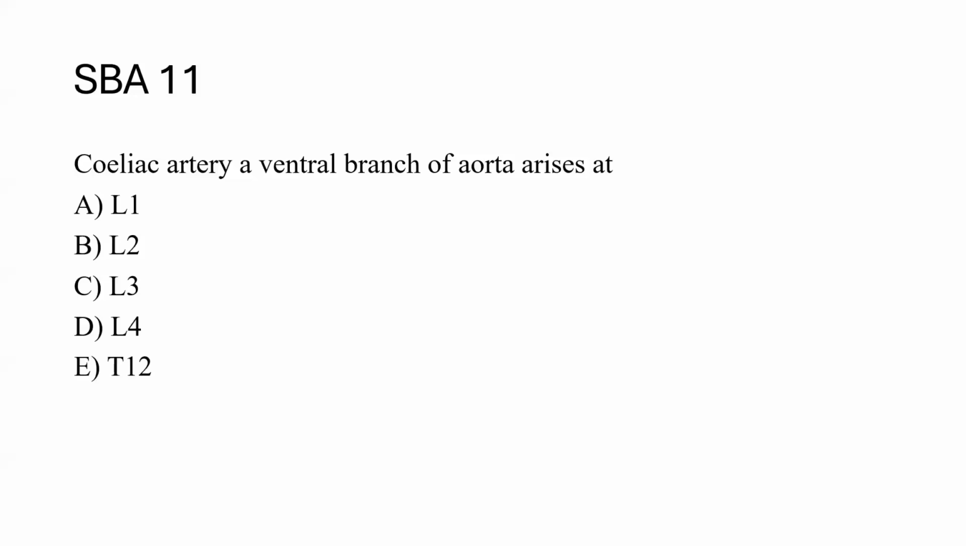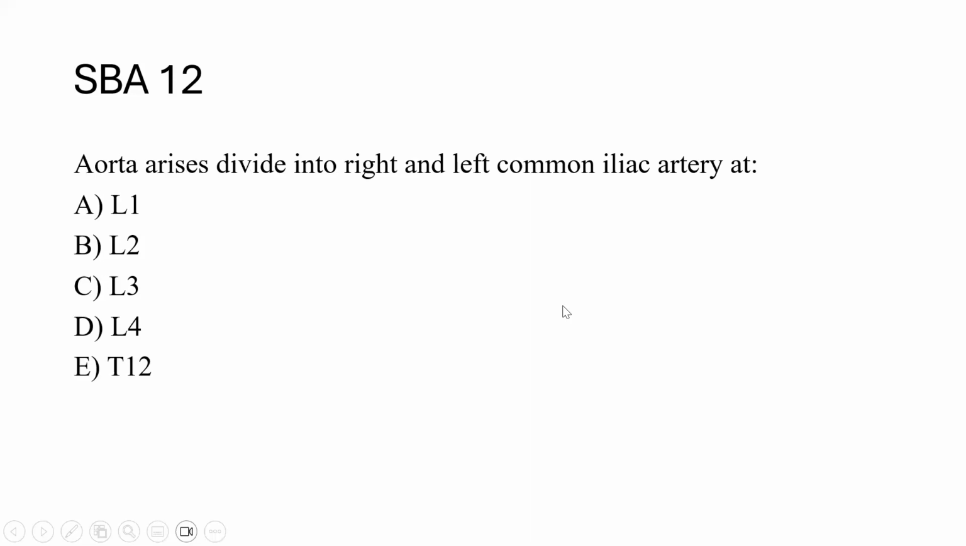Celiac artery, superior mesenteric artery, and inferior mesenteric artery. The aorta arises and divides into the right and left common iliac arteries at L4. Everyone okay? So T12 it enters, L1, L2, L3 it gives branches, and L4 it divides.